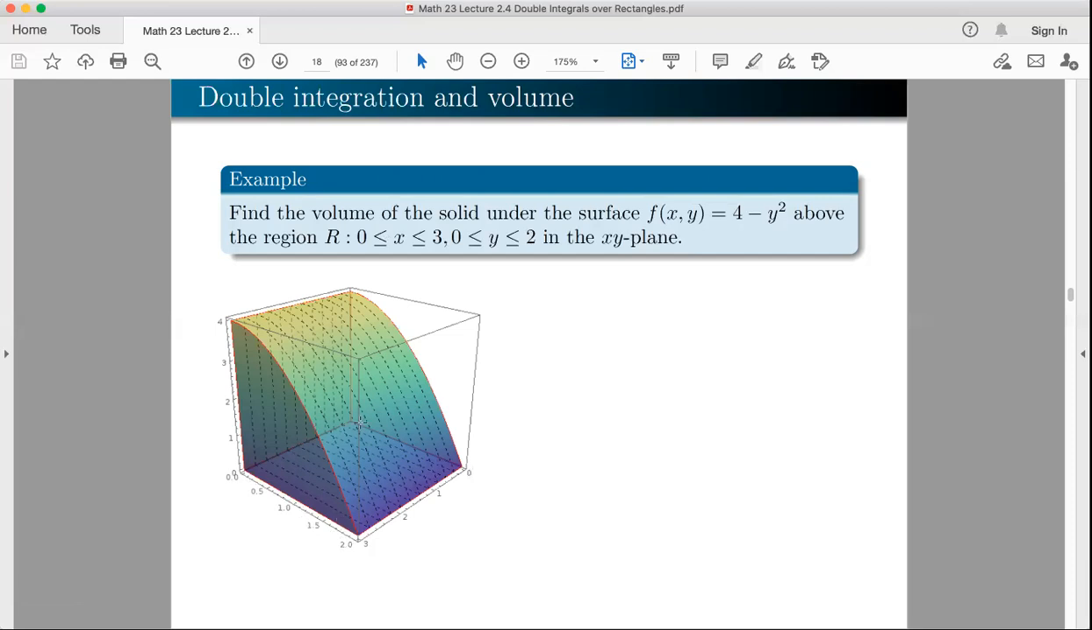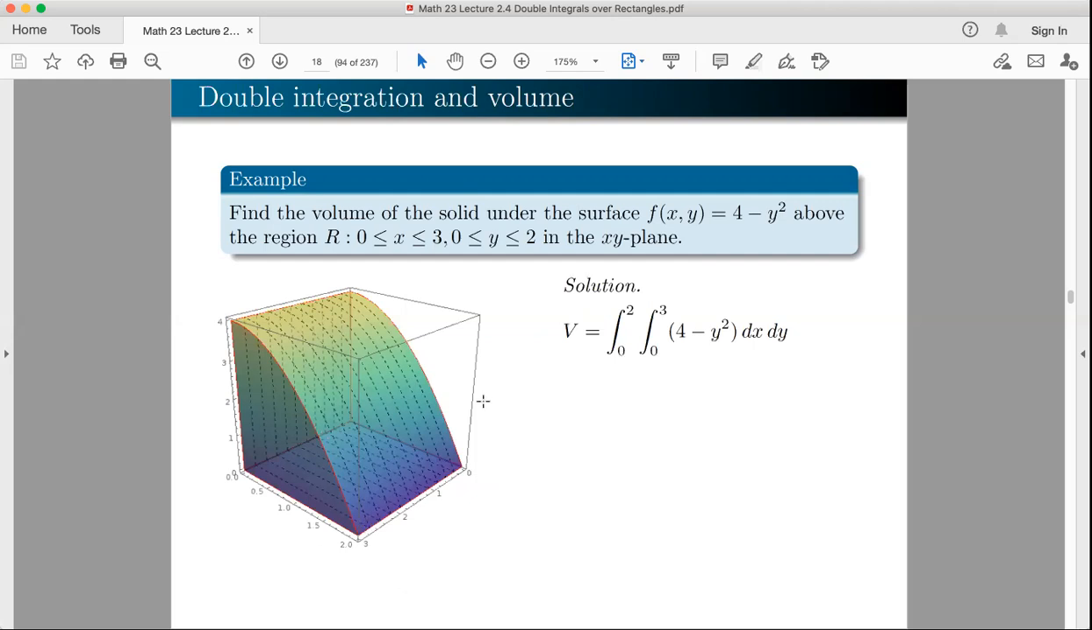This figure was made in MATLAB, so that's why we have this orientation for the axis. And then our cylinder is given by this 4 minus y squared. The rectangular region is given by R, and the volume can be solved using the iterated double integral.